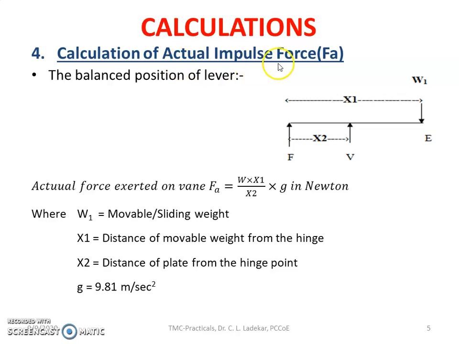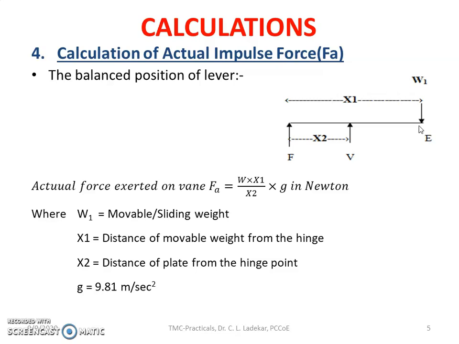Then you have to calculate the actual impulse force. In this diagram you can see your fulcrum is here. The lever is going to rotate about this fulcrum, and your plate is kept somewhere here. So you will be applying force. This is going to deflect the lever in the upward direction. What you are going to do is put the weight here and relocate it somewhere so that the lever gets balanced.